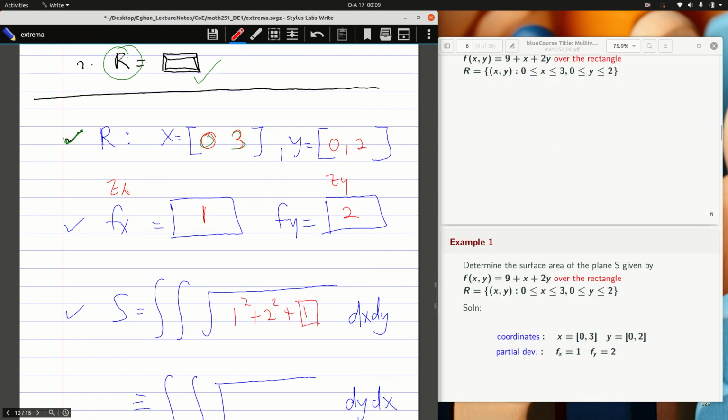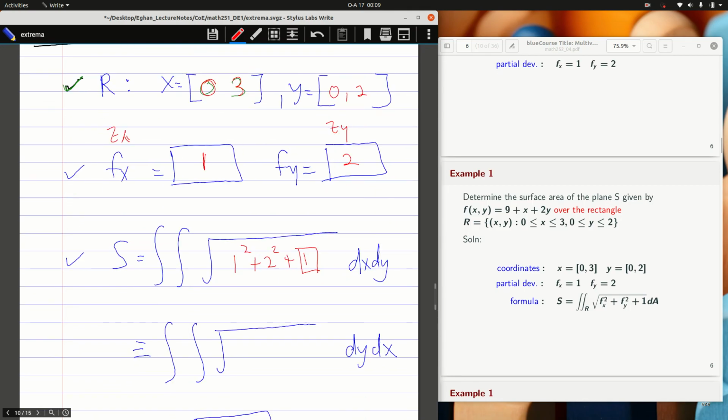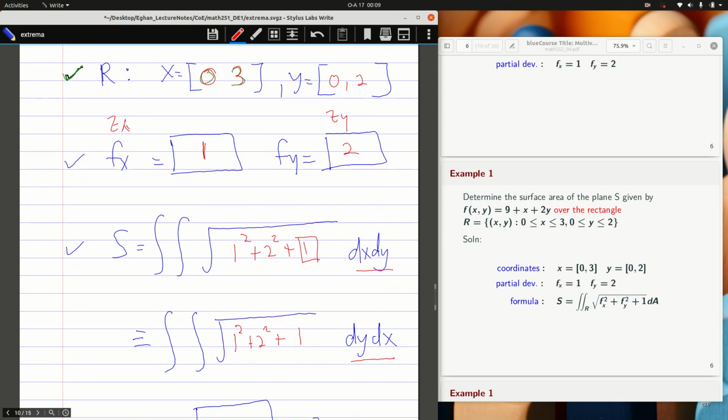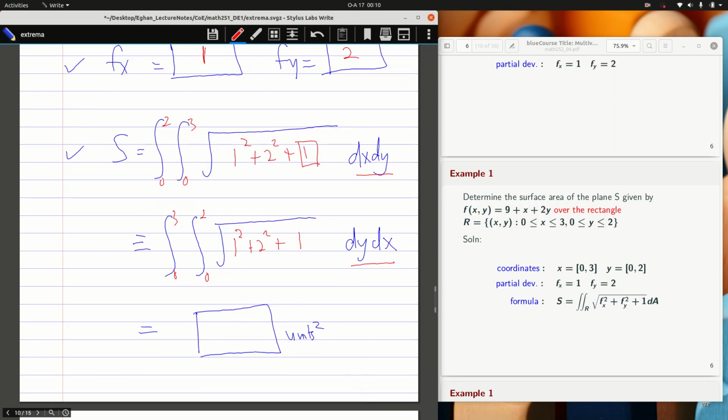And then look at my dA. Because it's in the Cartesian coordinate, I can have it as dx dy, you know that, or dy dx. If it's dy dx, I still have 1 squared plus 2 squared plus my 1. But then what we have to take care is the limit of the integrals. If I'm having dx dy, x is my inner integral, so I have 0 to 3 here and 0 to 2 here, and that is it. If it's dy dx, I have 0 to 2 here and 0 to 3 here. As simple as that. And either way you evaluate this, you must get the same answer.